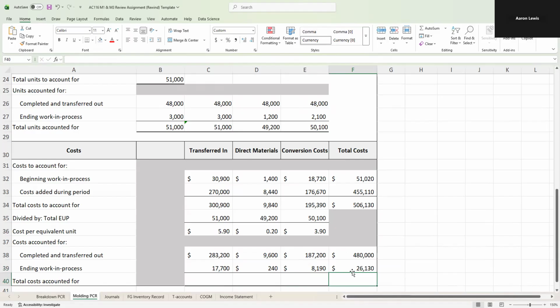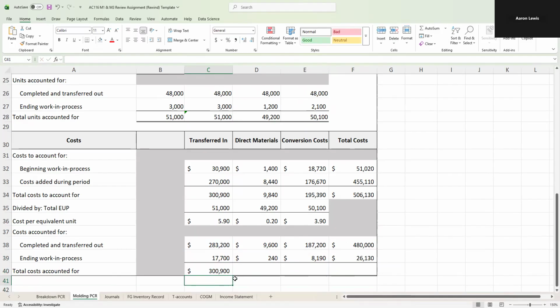We're going to say that is the value of our ending WIP within the molding department at the end of the period. And now just add together the amount of transferred in costs that we are transferring out to finished goods and the amount that we're containing in our ending WIP. And we've accounted for $300,900 worth of transferred in costs.